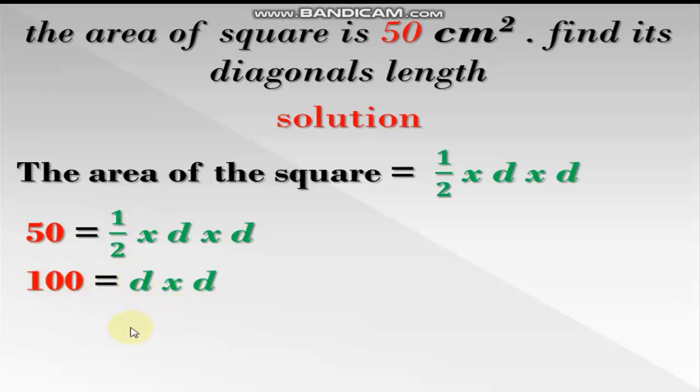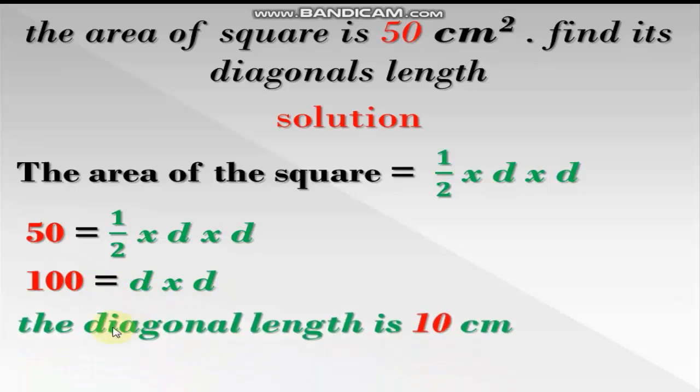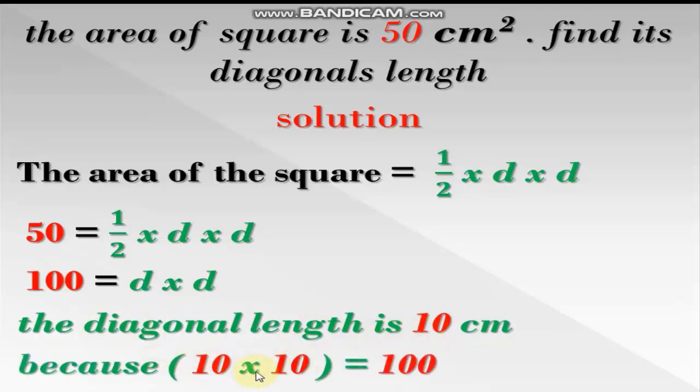So we search for the number that, if we multiply it by itself, it will be 100. So the diagonal length here is 10 centimeters. Why is it 10 centimeters? Because 10 times 10 equals 100.